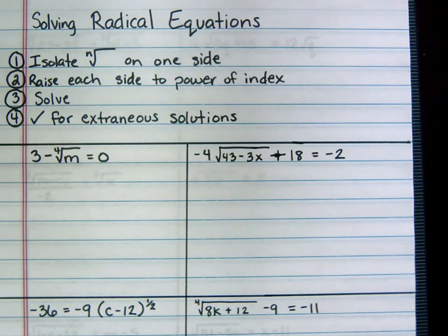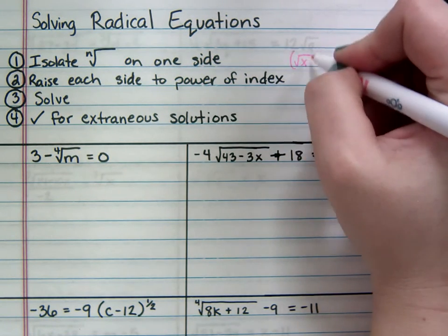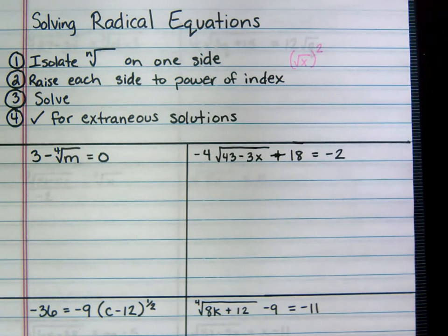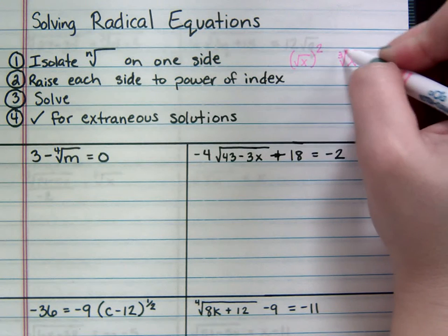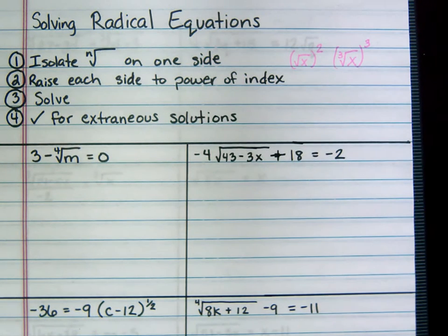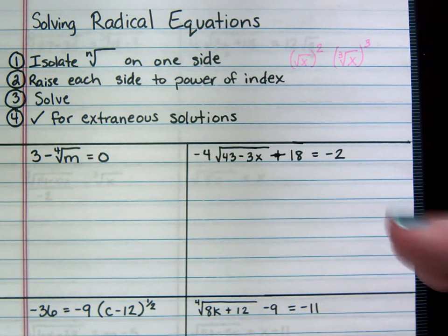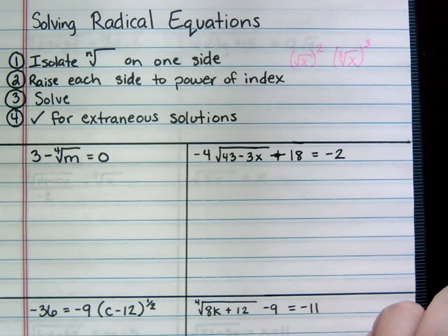Now, what that means is, let's say I have the square root of x. I would raise both sides to the second power. Or if I had the cube root, I would raise both sides to the third power. If it was a fourth root, I'd raise it to the fourth power. This gets rid of the radical and leaves you with an equation. You solve the equation to get your x values.